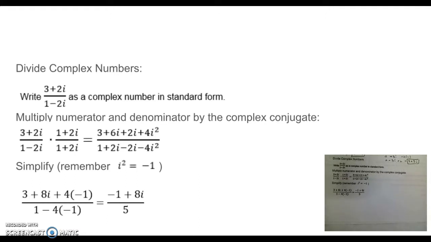So given the example, 3 plus 2i divided by 1 minus 2i. We're looking at the denominator, 1 minus 2i, and recall the conjugate has the same terms, but opposite signs. So 1 minus 2i and 1 plus 2i. So we multiply those out, remembering that i squared is equal to negative 1. In the numerator, we get 3 plus 8i plus 4 times negative 1. The denominator is 1 plus 4. So you look at the simplified version of this, negative 1 plus 8i over 5. I no longer have an i, which remember is a radical, in the denominator.